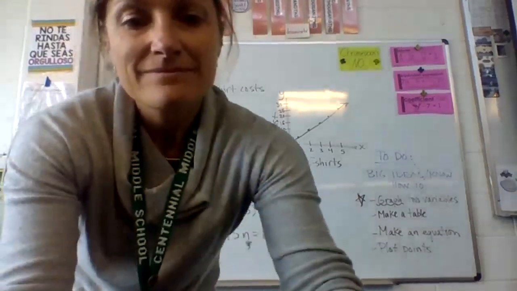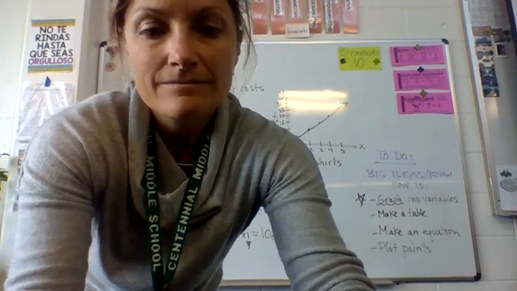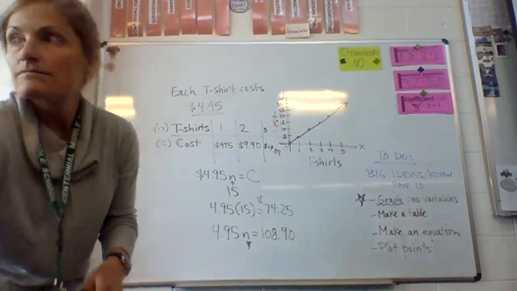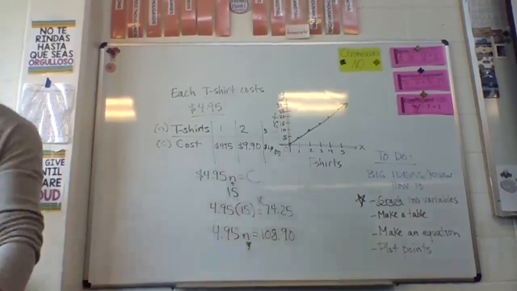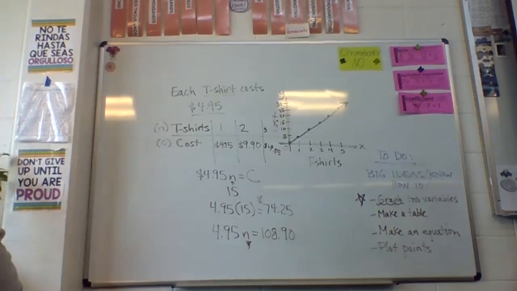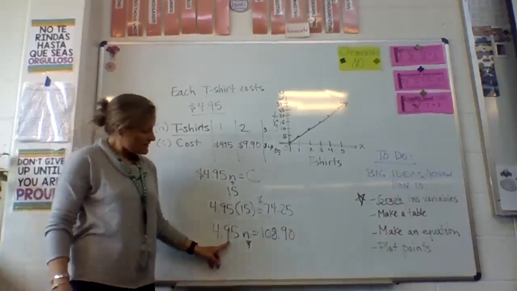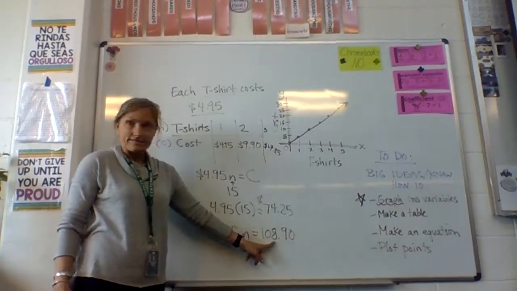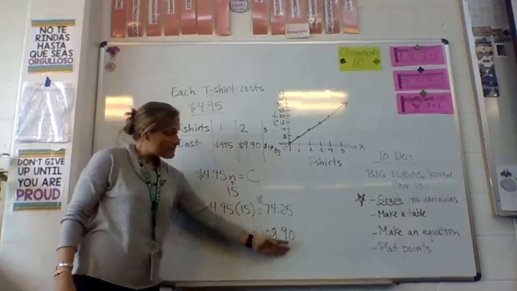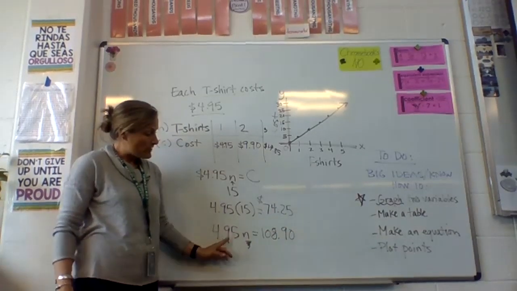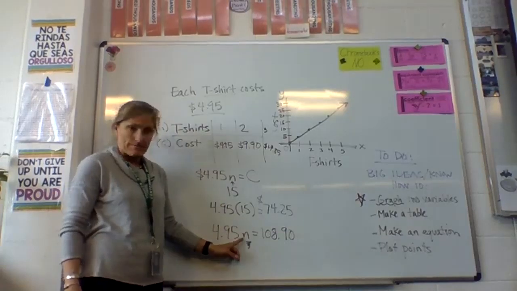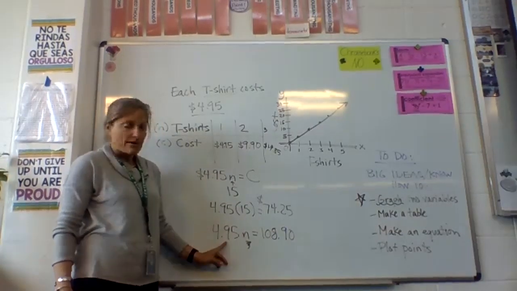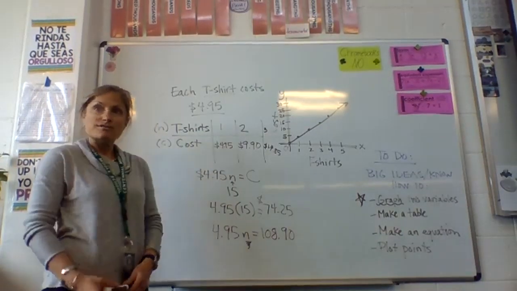Wouldn't it be just about the opposite? Wouldn't it be 108.90 divided by 4.95? It gives us N. Yes. Okay, so give it a shot. We know if this factor times this factor equals that, then this product divided by one of these will give us the other one. All right, so 108.90 divided by 4.95 gives us how many shirts?